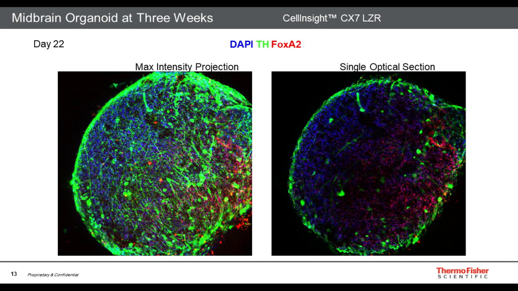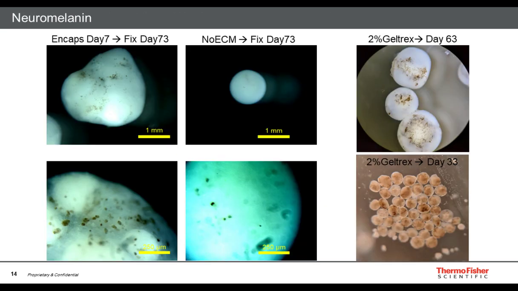So now I want to talk about maturation of the dopaminergic neurons. Dopaminergic neurons in the brain produce a pigment called neuromelanin. It's a direct byproduct of dopamine synthesis. And neuromelanin is the substance that makes the substantia nigra black. Several recent publications on midbrain organoids have noted that neuromelanin appears in their organoids after 100 or more days of culture. So it's perhaps not surprising that our ECM-encapsulated organoids have dots of pigmentation after 9 or 10 weeks of differentiation.